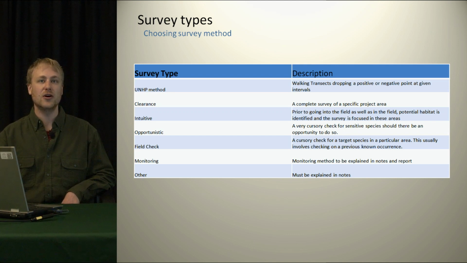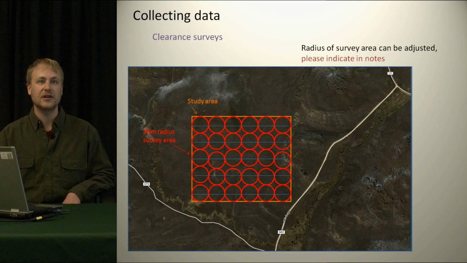Monitoring is kind of open-ended. Just be detailed in your note explanation on how you collected that data. And then any other survey types that you might think of, just include in the notes. So here's just another example of that clearance. So you can see you just be walking the transects and then covering that whole area.